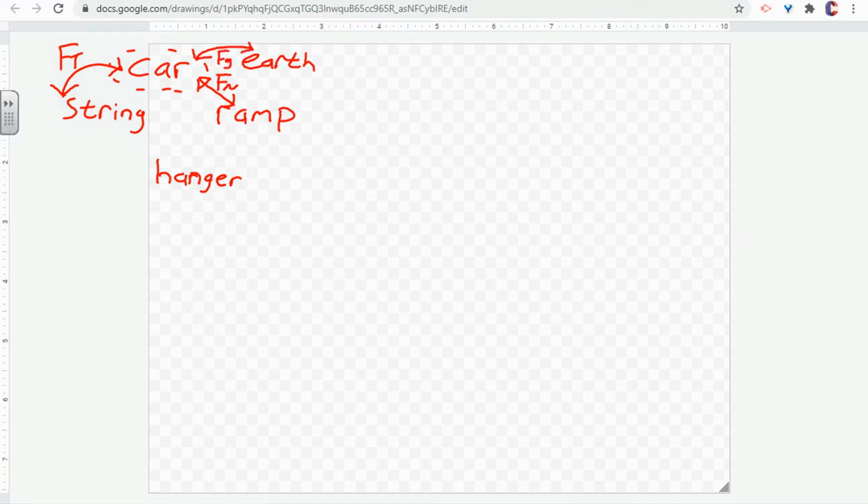And notice that the weight, the hanger, does not have any interaction with the car. We know that the hanger and the string have an interaction, which is a tension force, which is the same tension force as we have up here. And then we also know that the earth supplies a gravitational force on the hanger, and the ramp is not in contact with the hanger. So we're also going to draw a free body diagram for the hanger as well.